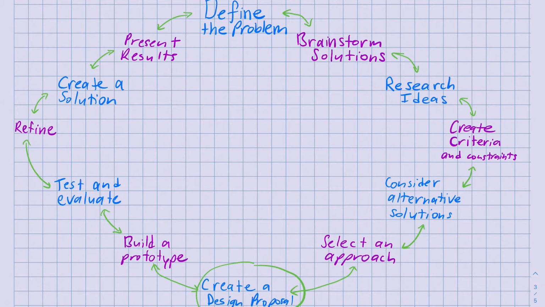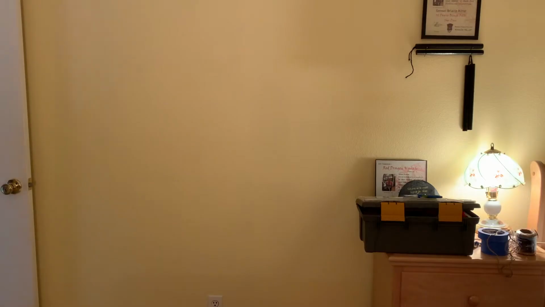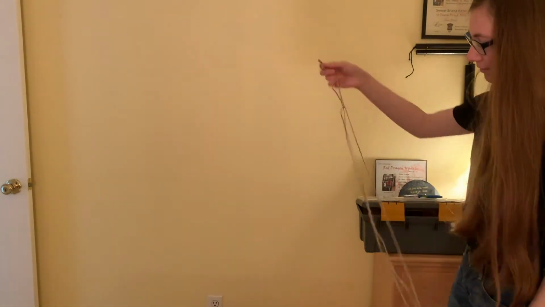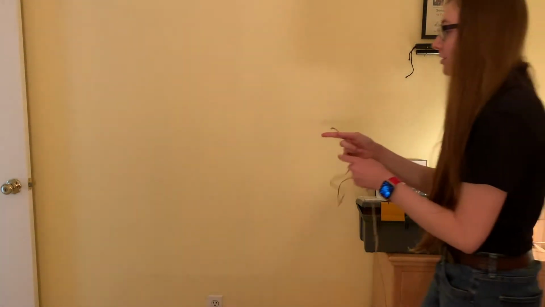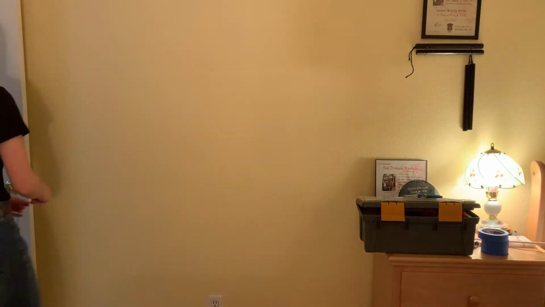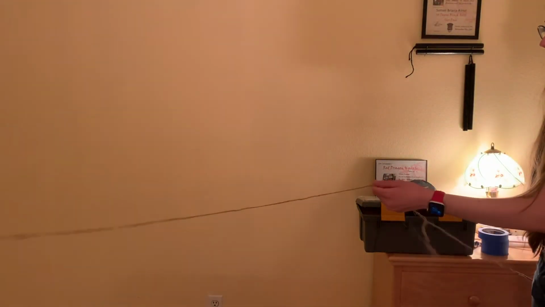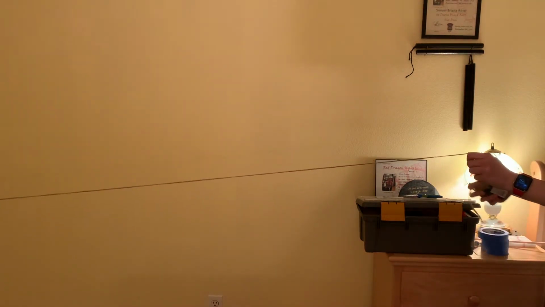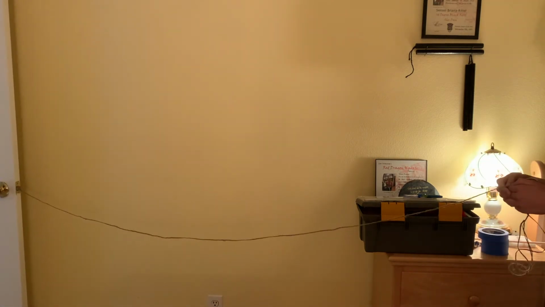All right, so let's start with building a prototype. So to begin, we start with the string. Let's see. So we need the string to go from my bed here to the door. So let's start on the door side. Pretty simple so far. And then we have the string. So let's test it before we mount it. So we have the string tied to the door. Okay, so far so good.